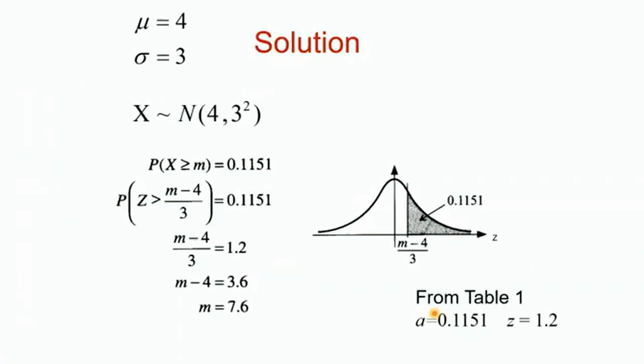We find z is equal to 1.2 from this table. Then the probability of z more than 1.2 is 0.1151. Then you can compare and let equal these two values. For z, 1.2 is equal to m minus 4 over 3. And then you can find the value of m is equal to 7.6 for this example.